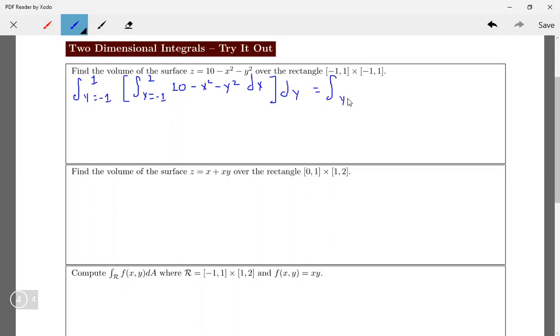So this is the integral y equals -1 to 1. The integral of 10 going from x equals -1 to x equals 1 is 20. The integral of x squared for x going from -1 to 1, well, the antiderivative of x squared is 1/3 x cubed, and we're going from x equals -1 to 1. So this is -2/3. Y squared is a constant as far as x is concerned, so this is 2y squared.